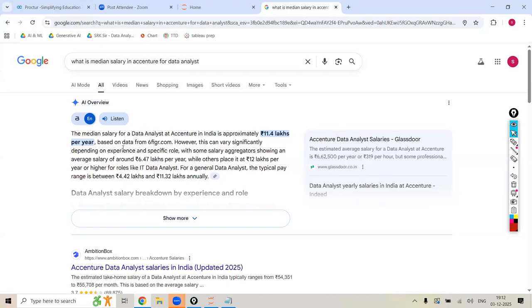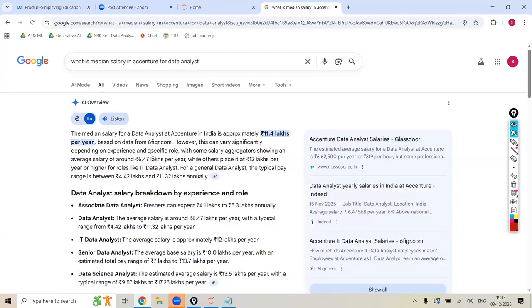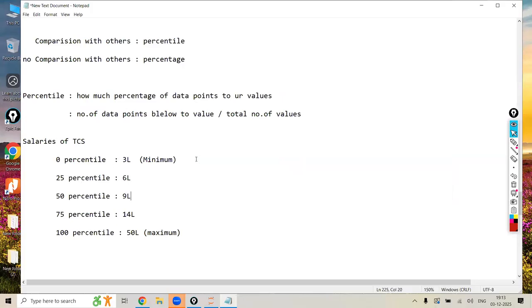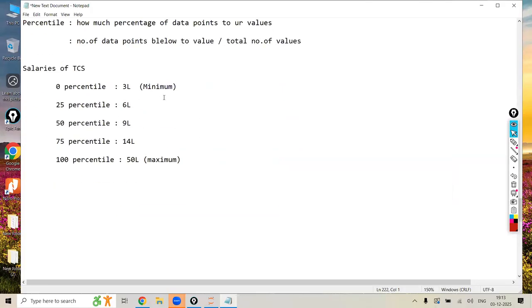Everyone understood? So whenever you type in the future, you might get 25 percentile, 50 percentile, 75 percentile like this. Now here the 25 percentile value is called Q1, quartile 1. Q1 means quartile, 1 by 4th. 25 means 1 by 4th. 1 by 4th is called quartile 1. It is not quarter, it is quartile, quartile 1.